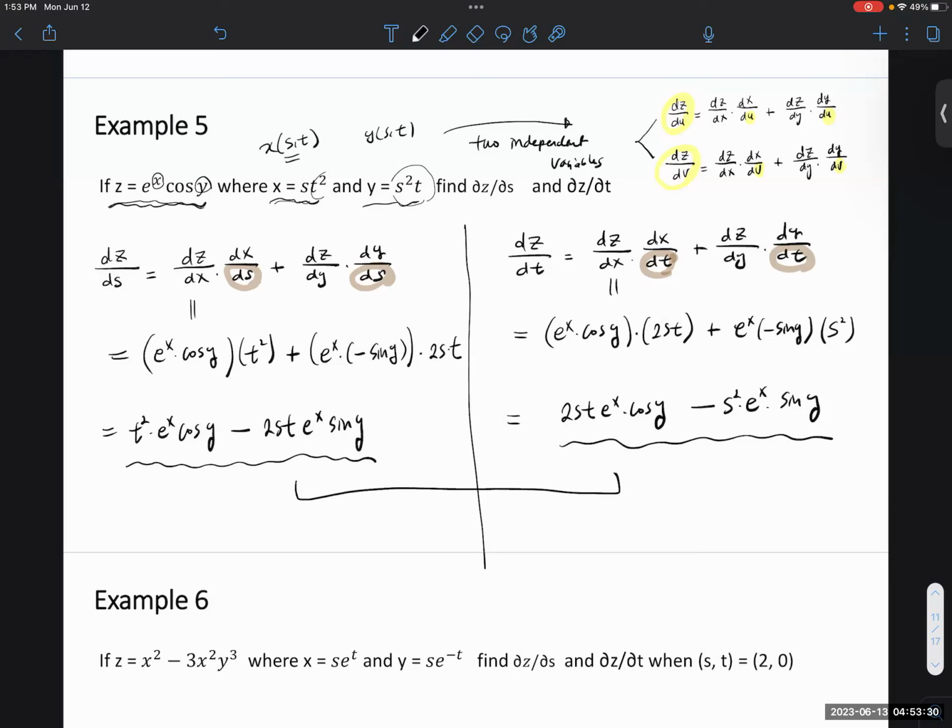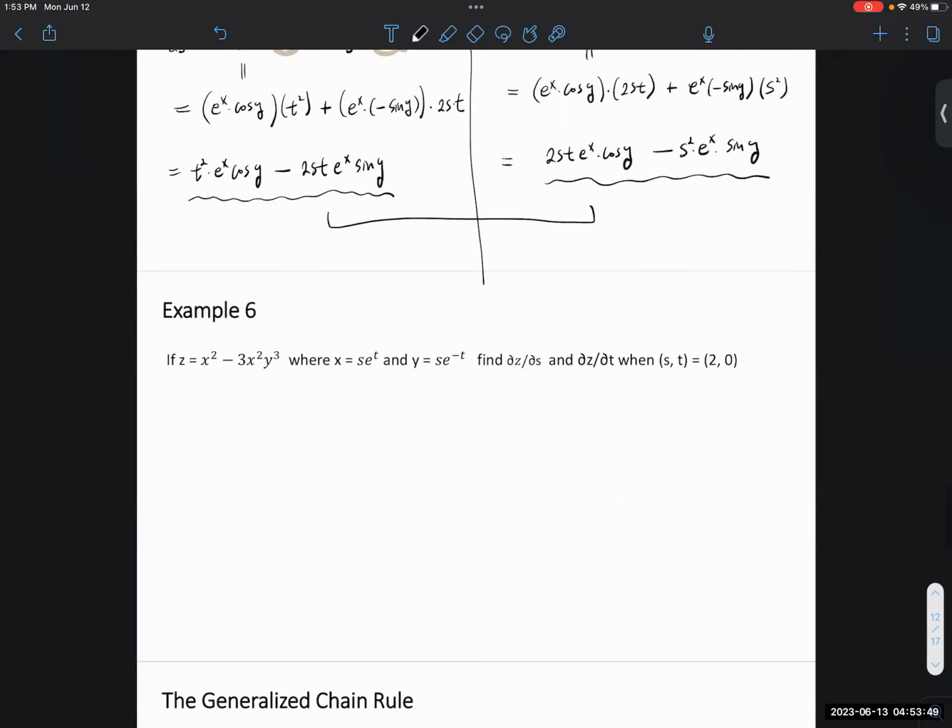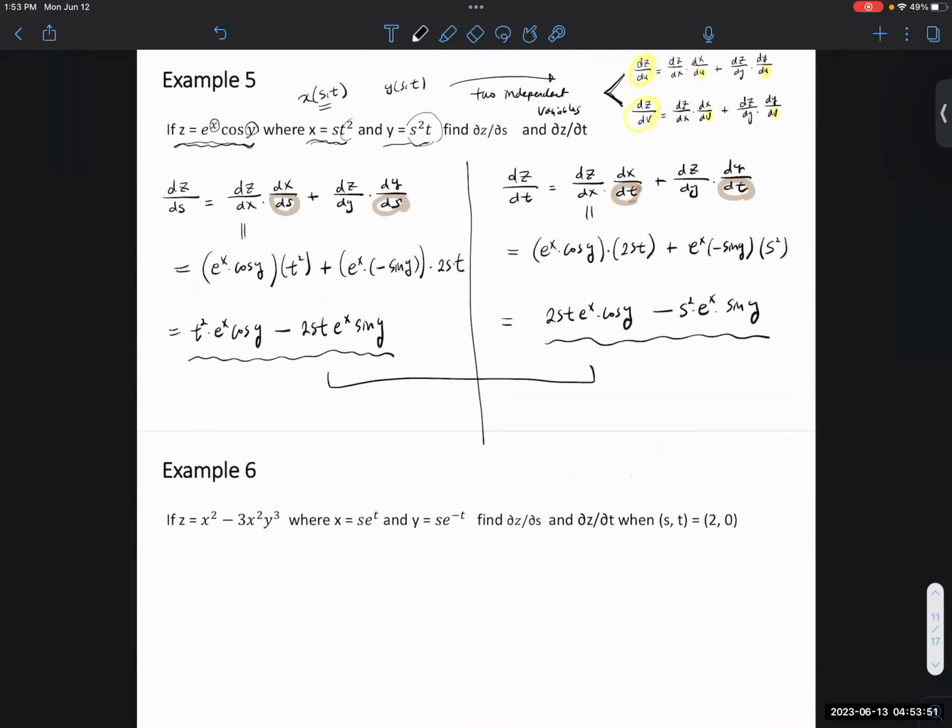You don't need to add, there's no adding, just separate it and evaluate dz over du or dz over dv, both. Got you? So that's the case. I think it's getting better and better, correct? Now you can practice more. Example 6, you can take a look at it. It's not really difficult at all. You can handle this question, right?